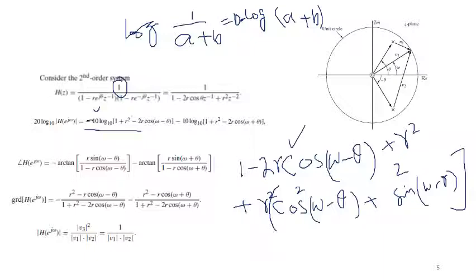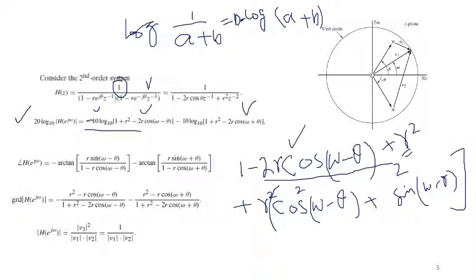So for this one we get 1 plus r square, okay, so 1 plus r square minus 2r cos of omega minus theta. Similarly, for the second term we get this thing. I hope that's straightforward. So that's how we can find the magnitude response in dB for this case.